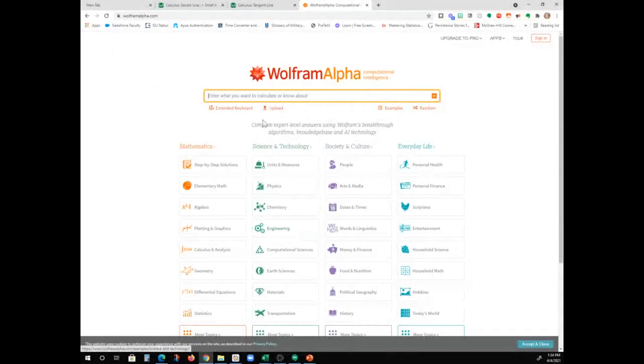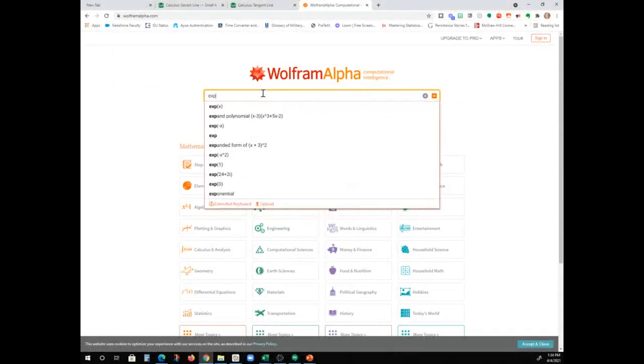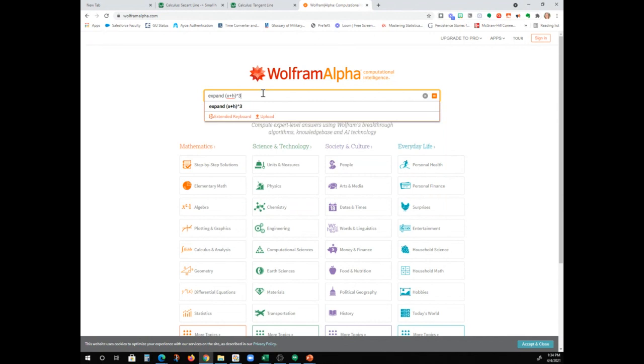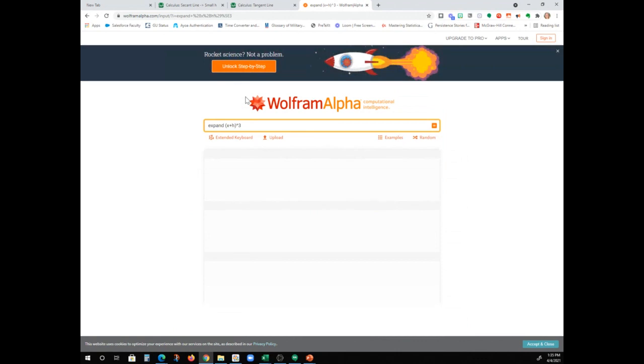So what you do is, this is called expanding. So you can just type in the word expand, and then you type in what you want to expand, x plus h cubed. And there you can use a keyboard here. They have a phone app as well, but that's what we want to do here because we want to have it all multiplied out and we don't want to have to do it by hand.